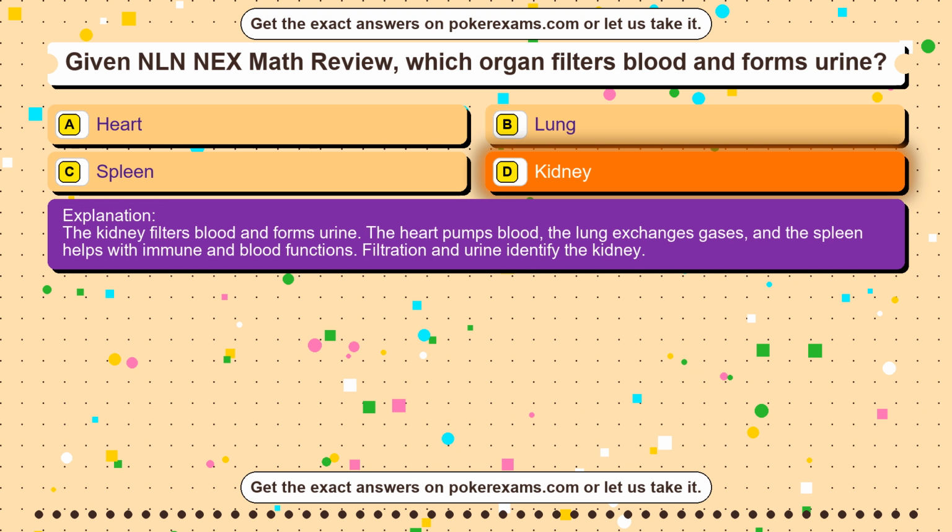The heart pumps blood, the lung exchanges gases, and the spleen helps with immune and blood functions. Filtration and urine identify the kidney.